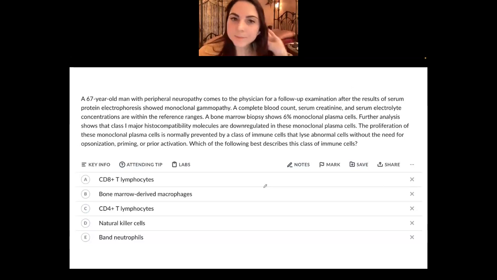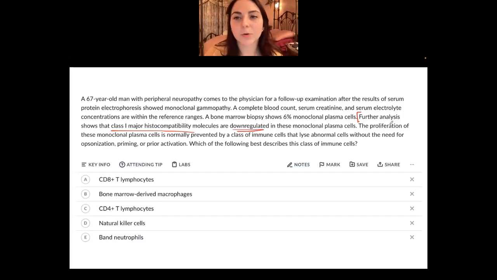Okay. So this, you don't really have to know how to interpret this serum protein electrophoresis. This is how multiple myeloma presents, but you don't have to know that because it tells you what's going on. So further analysis shows your MHC class 1s are downregulated. And again, I told you a lot of the times in cancer cells, this is what happens. The cancer cells downregulate class 1 MHC.